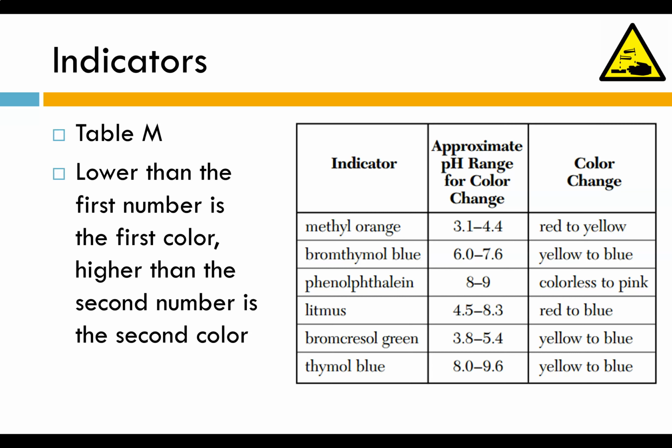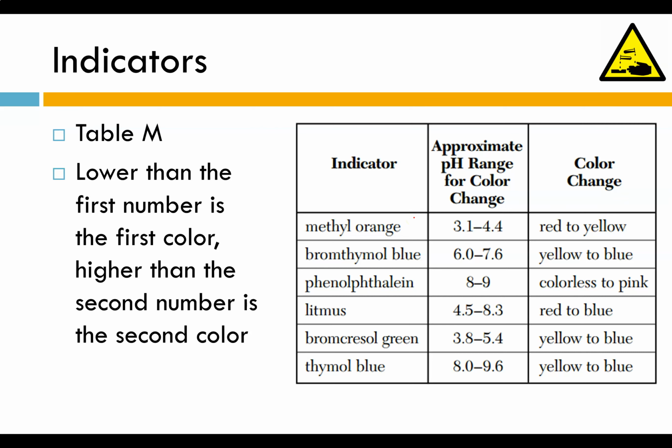In order to use this chart, we're going to look at the approximate range for color change. If we look at something like methyl orange, if we add this to a solution that has a pH lower than 3.1, we would see red. If the pH of the solution is above 4.4, the indicator would be yellow in that pH range. In between, it's kind of an orangish color.